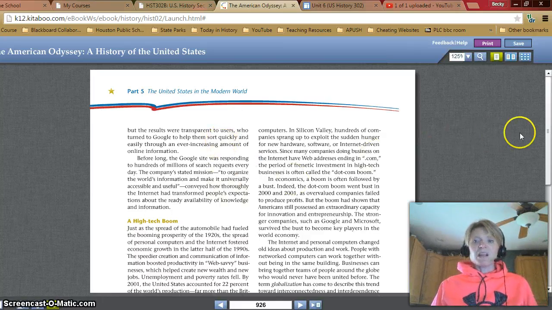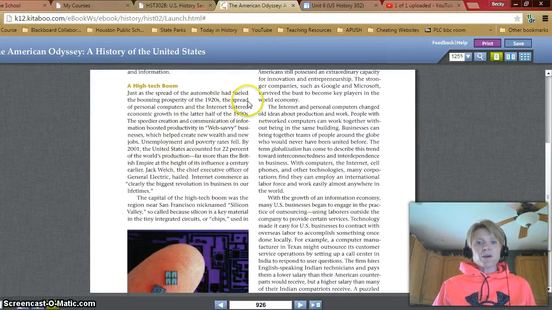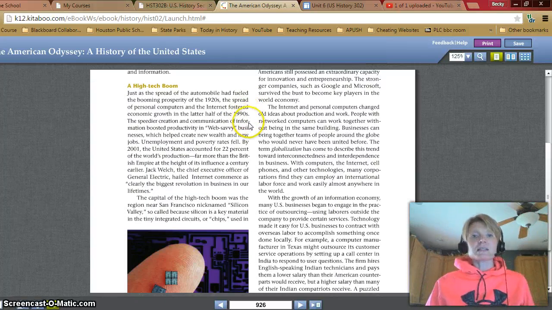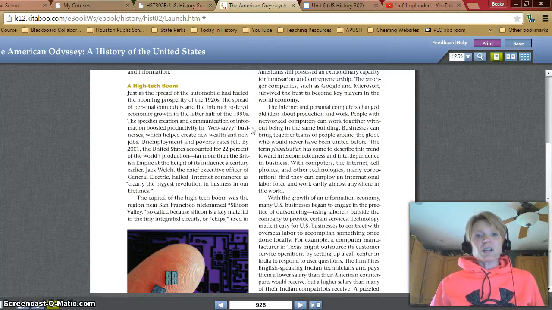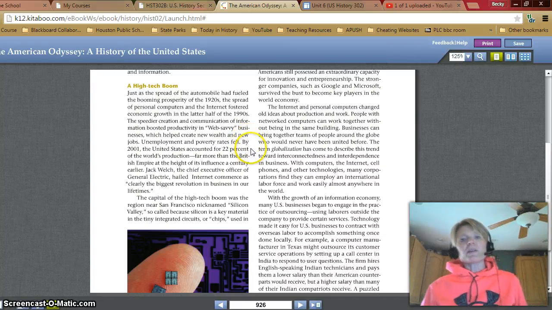High-tech boom. Just as the spread of the automobile had fueled the booming prosperity of the 20s, the spread of personal computers and the internet fostered economic growth in the latter half of the 1990s. The speedier creation and communication of information boosted productivity in web-savvy businesses, which helped create new wealth and new jobs. Unemployment and poverty rates fell.